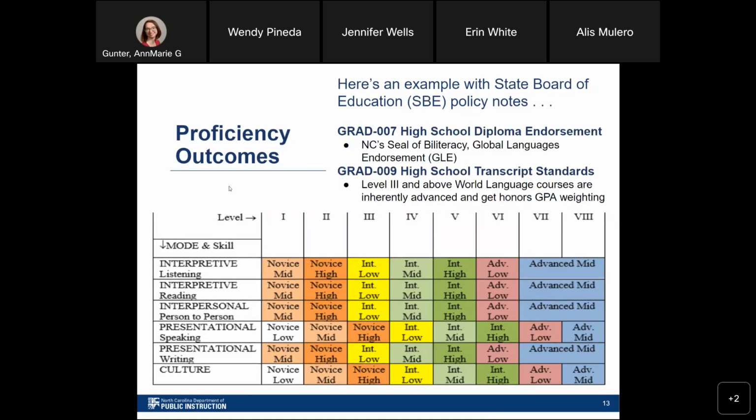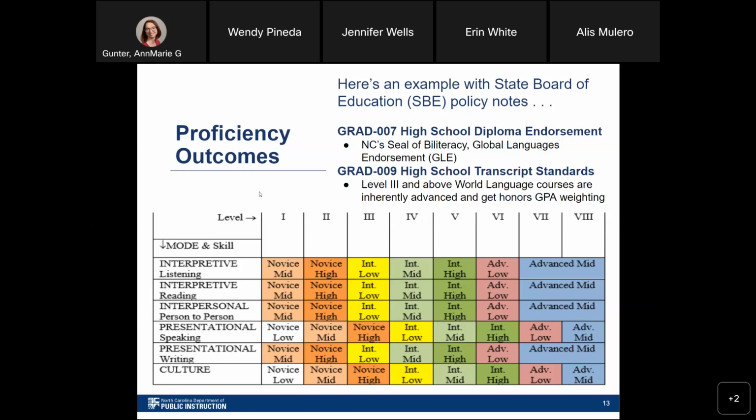A couple other things to remember when it comes to policy, because you may get questions about this as a coordinator. We do have a high school diploma endorsement. That's grad 007. That describes NC's seal of biliteracy, the global languages endorsement. There are actually 5 high school diploma endorsements, and so the seal of biliteracy is just one of them.